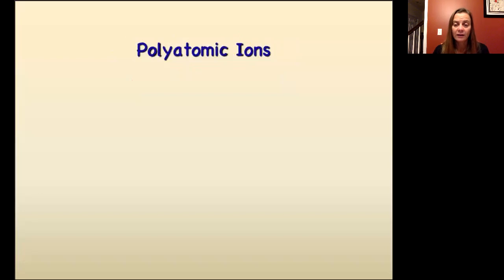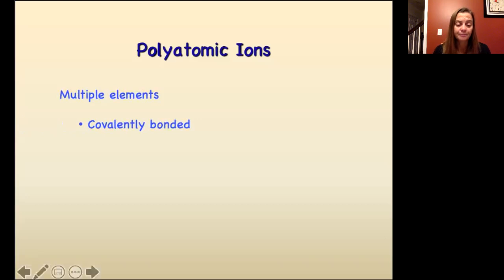So these are still ionic compounds. They're still going to contain a metal and a nonmetal, but instead of one nonmetal, they're going to contain a group of nonmetals. And that group of nonmetals is going to be covalently bonded together and then have a charge. So it is a group of nonmetals that are covalently bonded, but then have an extra electron or two, or maybe they've given up an electron or two. And so they are then ions which can be attracted to another ion.